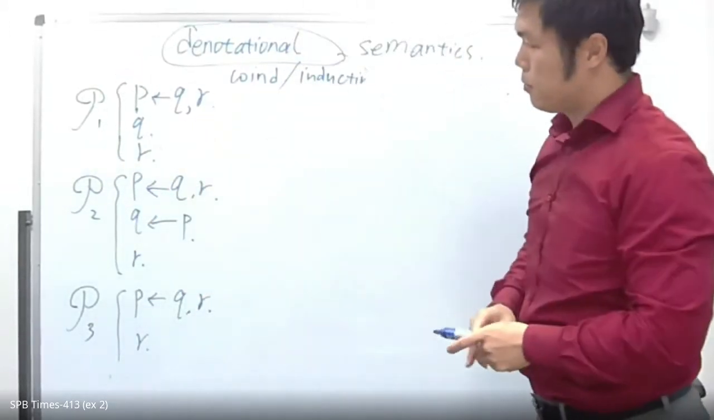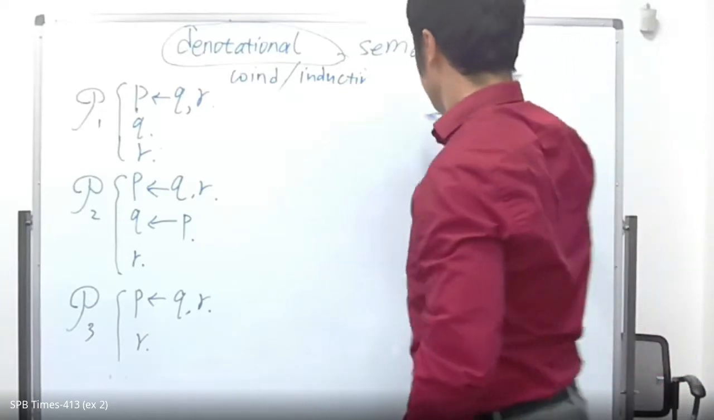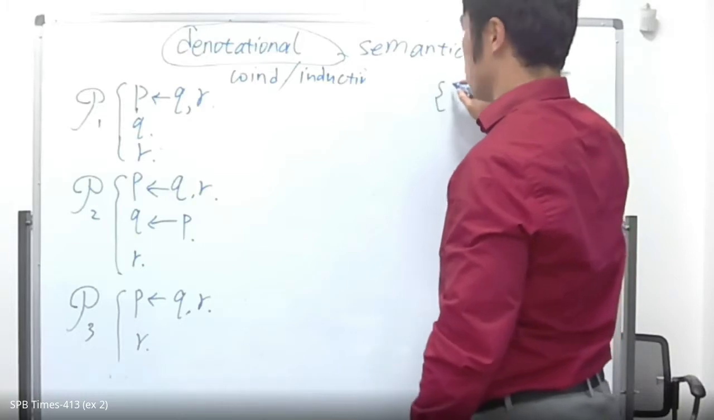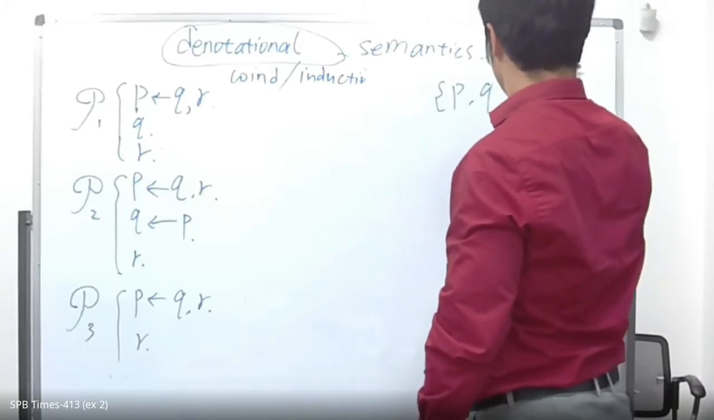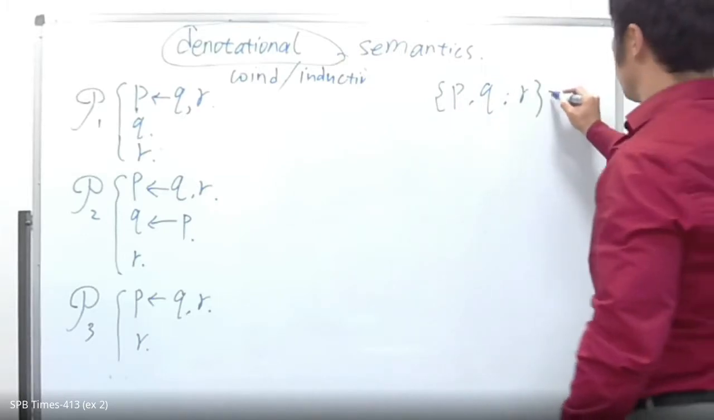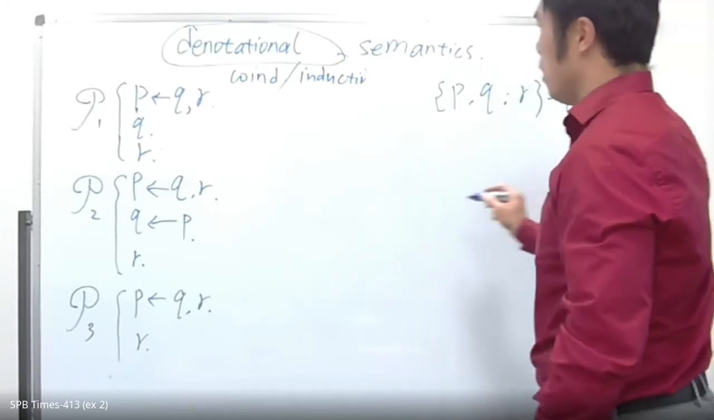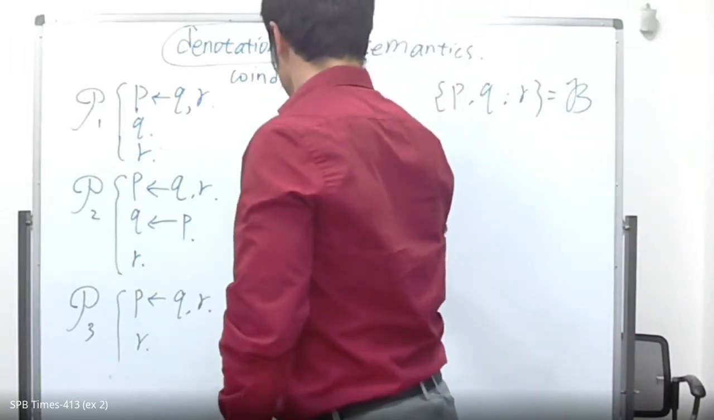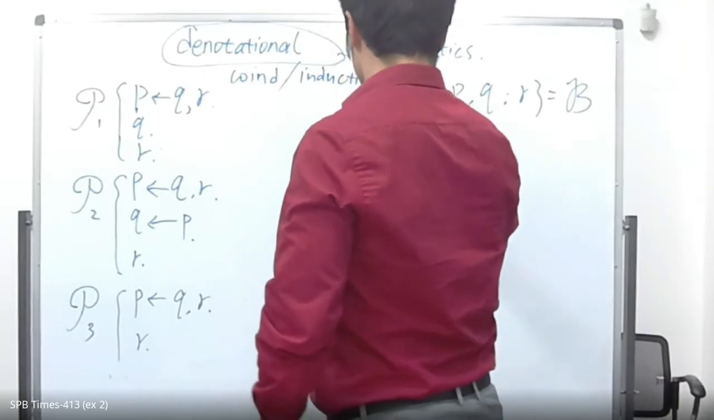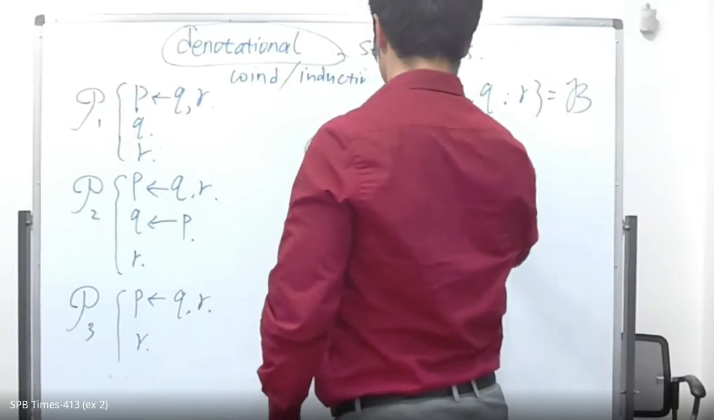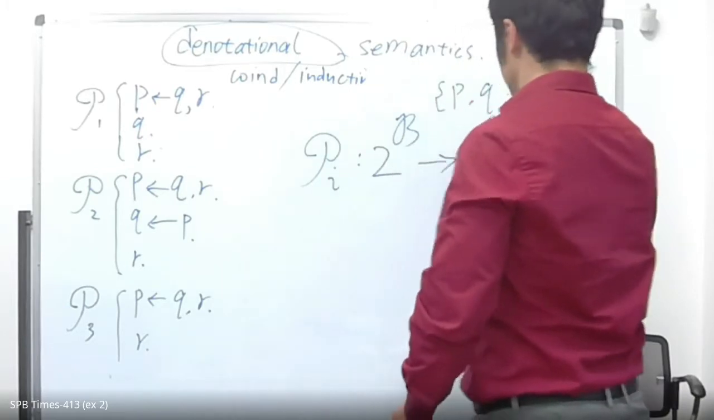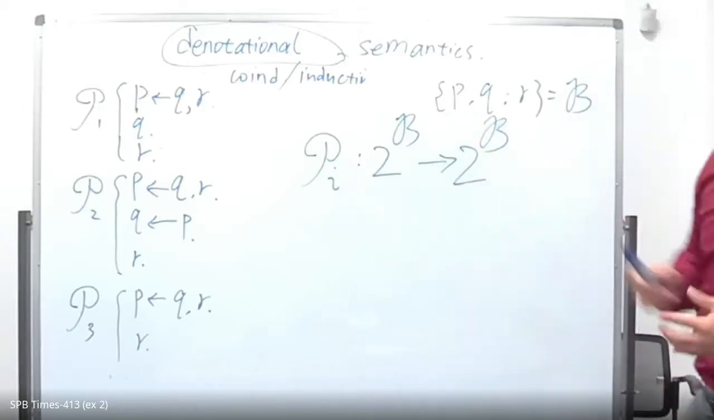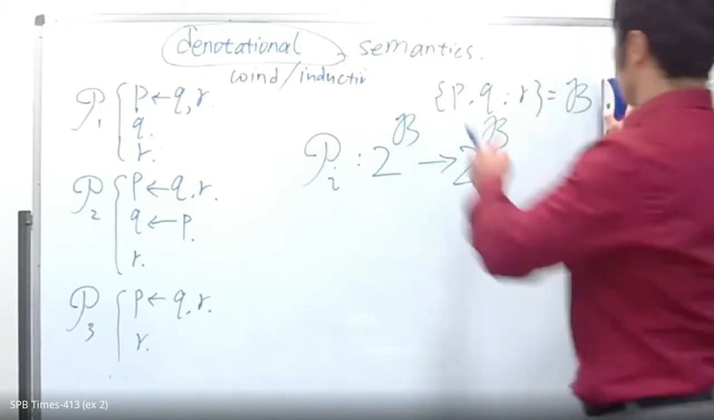In all of these three example programs, they contain the same set of predicate symbols, or propositions, which is P, Q, and R. We name this set B, and we regard these programs as operators. They are regarded as operators from the power set of B to the power set of B. This is the type of these operators. And now we see the definition of these operators.